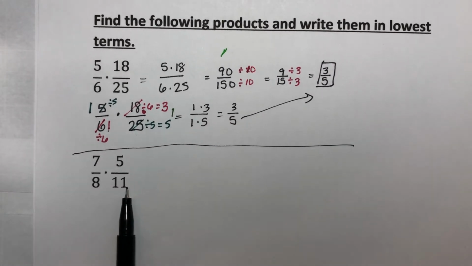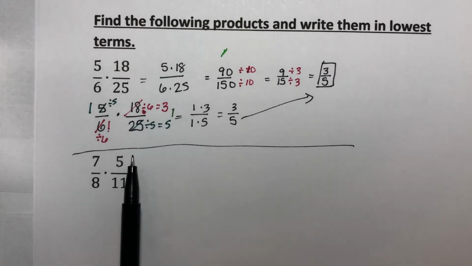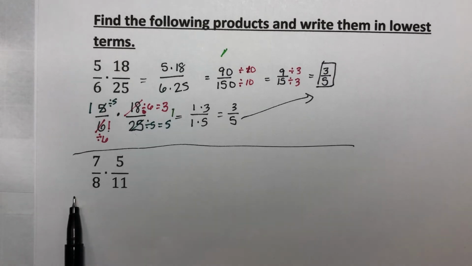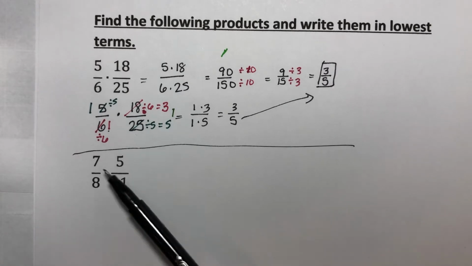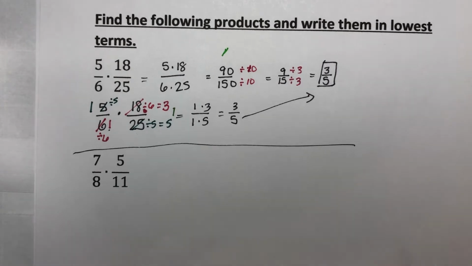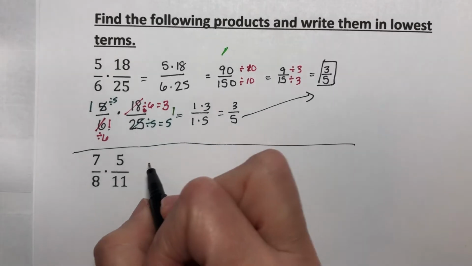7/8 times 5 over 11. I look up and down real quick to see if these reduce, and these are both prime numbers, that doesn't reduce, and these are 1 apart, so they don't reduce. Now I look on the diagonal, 7 and 11 are both prime, so they don't reduce. And 5 and 8 also don't reduce. That's not prime, but it's not divisible by 5. So in this case, there's nothing we can reduce, so we multiply straight across.